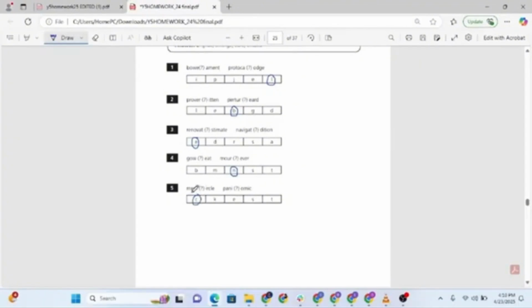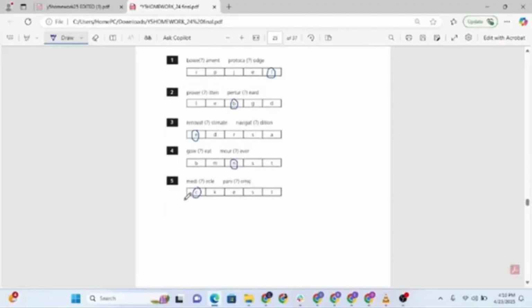The letter C with Urkel becomes the word circle. The word pani with the letter C becomes the word panic. The letter C with OMIC becomes the word comic. Therefore, the correct answer is the letter C.